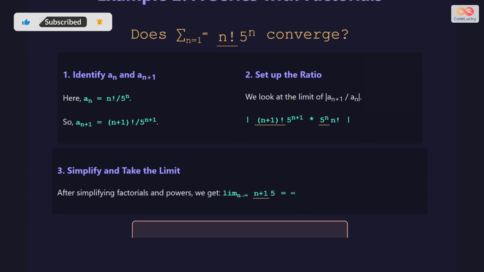Now let's try an example with a factorial. Does the series which is the sum of n factorial divided by 5 to the power of n converge? Our term a sub n is n factorial over 5 to the n. The next term, a sub n plus 1, is n plus 1 factorial over 5 to the n plus 1. We set up the ratio and simplify. In this case, our limit L is the limit of n plus 1 divided by 5. As n goes to infinity, this value is infinity. Since infinity is greater than 1, we conclude that this series diverges.